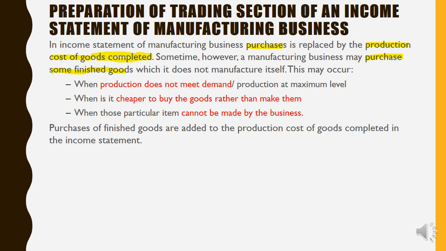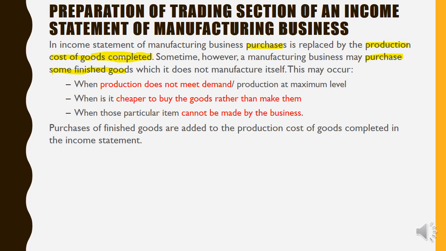First one is when production does not meet demand, or we produce at the maximum level. Example, the demand for a particular product in our country may be 100,000. We need to produce 100,000 units and sell, but unfortunately our maximum production level is only 90,000. We can produce 90,000, but we need to meet a demand of 100,000. So what we do, we produce the 90,000 and another 10,000 we buy from another manufacturer, maybe from another country also can. We buy from another manufacturer and then sell to our customers, so as to meet the demand. This is the reason why we have purchases of finished goods.